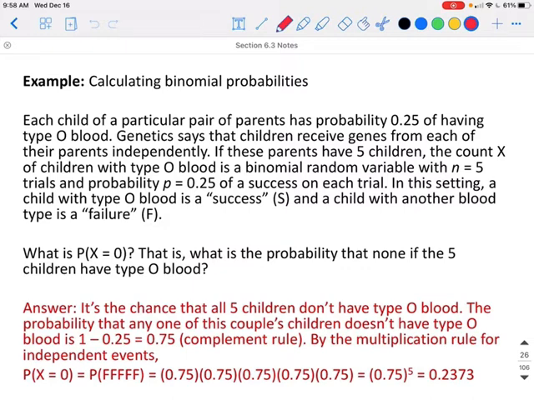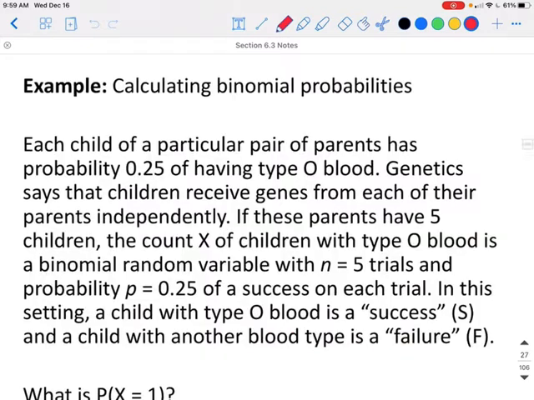So the probability of all 5 of them not having type O blood would be 0.75 times 0.75. You're going to multiply all of these together by the multiplication rule of independent events. Or we can say 0.75 raised to the 5th power, which would be 0.2373. So there is about a 24% chance that if they have 5 children, none of them will have type O blood.